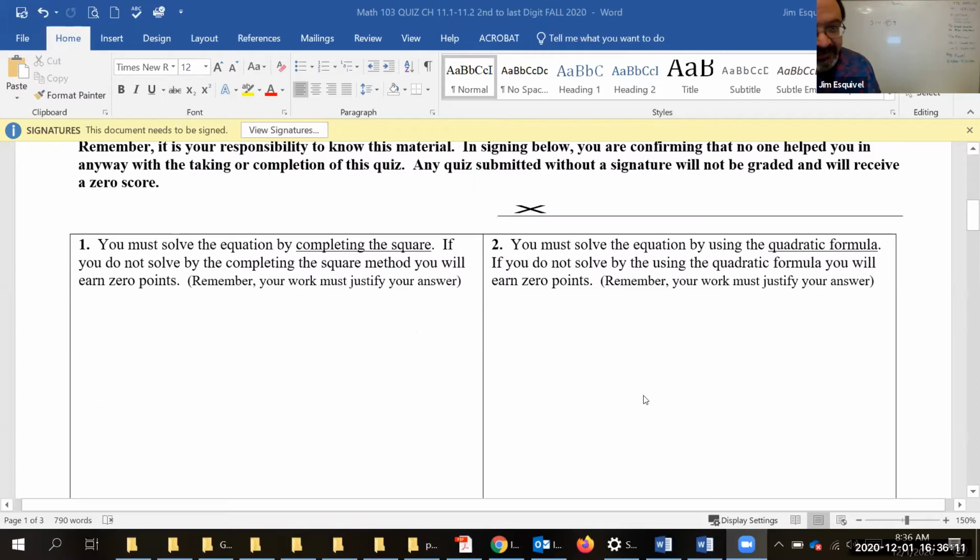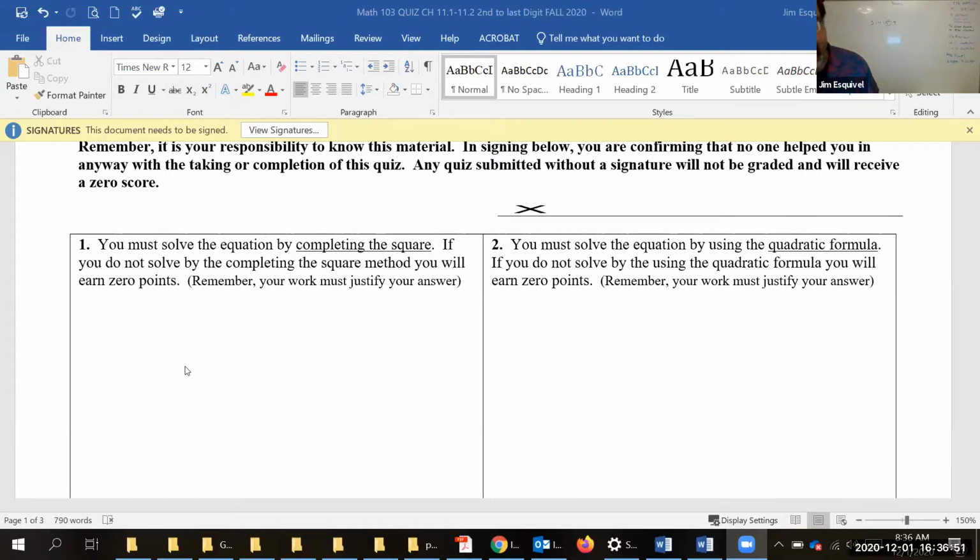And this is what it's going to look like. These are the directions for the 2 questions. Problem number 1. You must solve the equation by completing the square. If you do not solve by the completing the square method, you will earn 0 points. Remember, your work must justify your answer. So on problem number 1, you have to solve that question using the completing the square method from 11.1. You don't get to solve it any way you want. You have to solve it with the completing the square method.